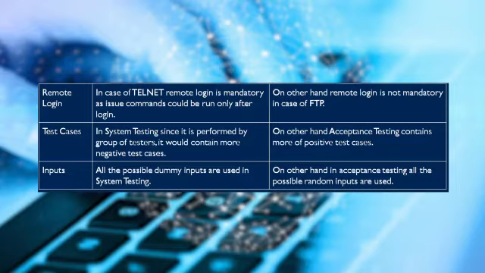Test cases in system testing, since it is performed by a group of testers, would contain more negative test cases as far as Telnet is concerned. On the other hand, acceptance testing contains more positive test cases in the case of File Transfer Protocol, FTP. Inputs: all the possible dummy inputs are used in system testing. And in the case of FTP, in acceptance testing, all the possible random inputs are used. So these are some of the 6 major differences between a Telnet and an FTP system.